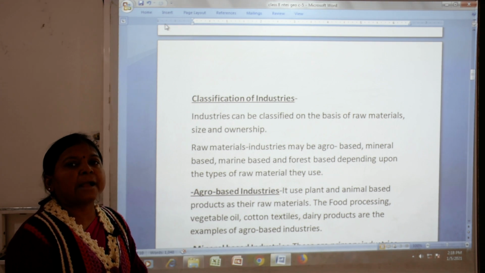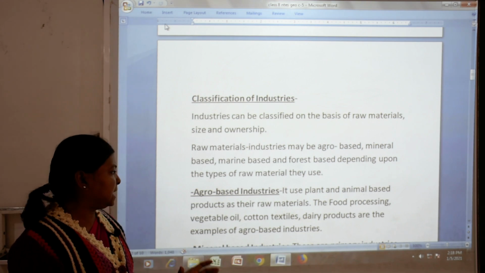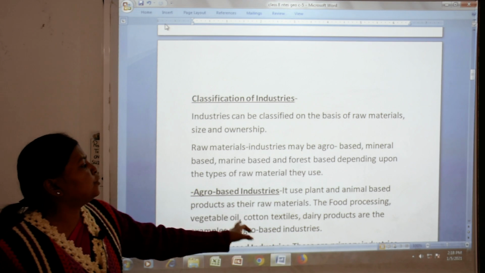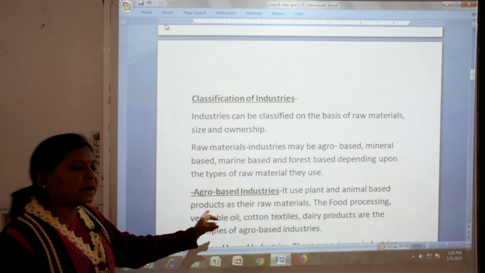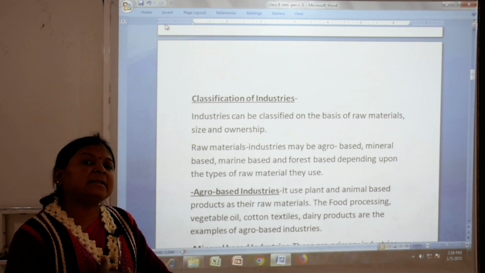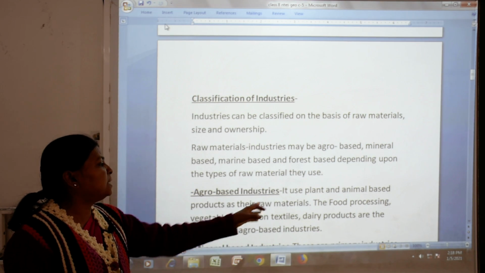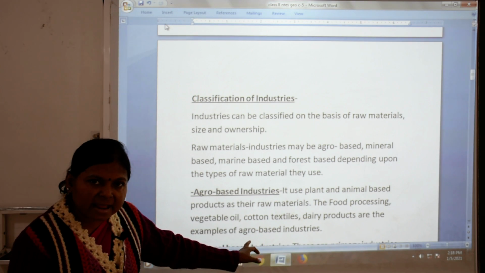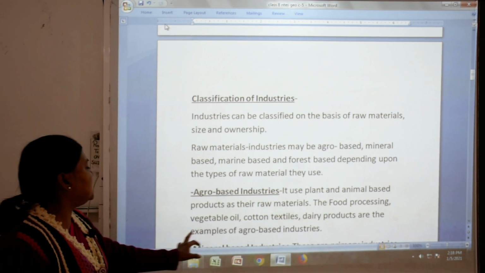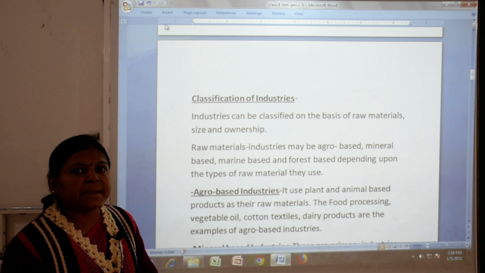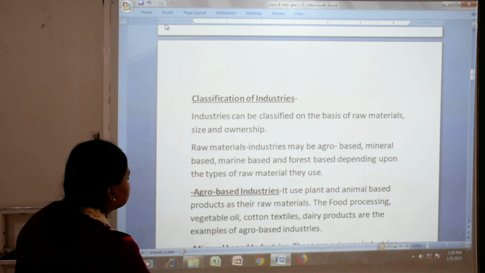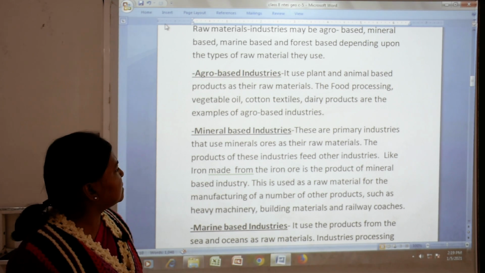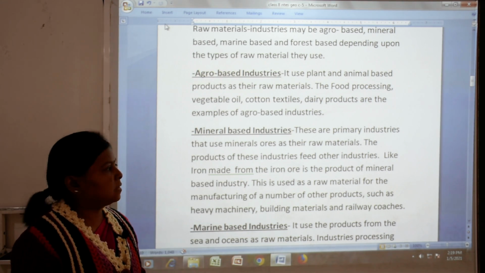The first one is agro based industry, meaning agricultural material. Which type of raw material do they use? They use plant and animal based products as raw material, and by that they prepare new things. Food processing like vegetable oil, cotton textile and dairy products are all examples of agro based industries.